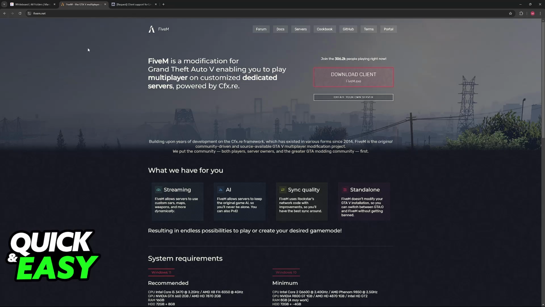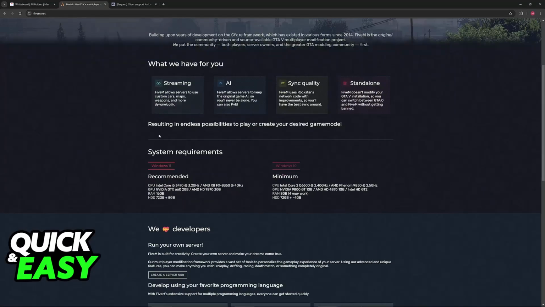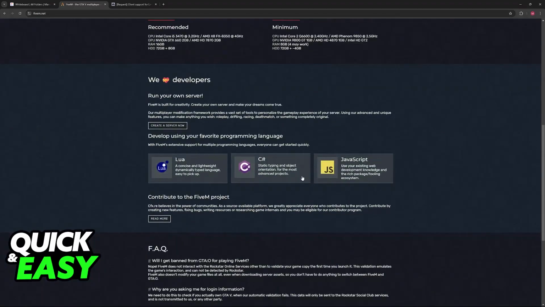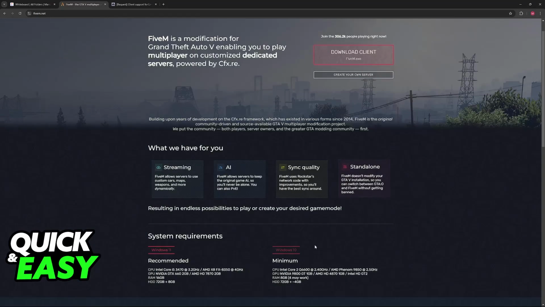The first thing that you will notice is that if you go over to the official website at fivem.net and you scroll down, the system requirements will be listed, and very clearly they only have Windows 11 and Windows 10. So where does Linux stand? Is there some sort of workaround? Because clearly they don't officially support it.